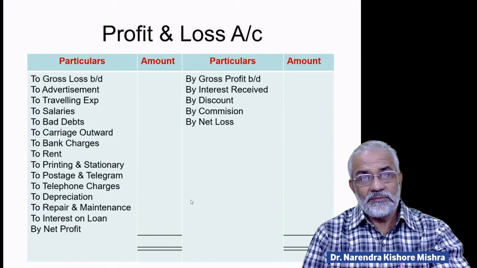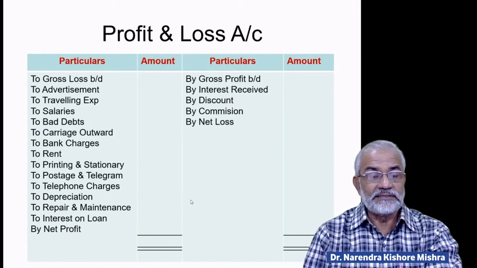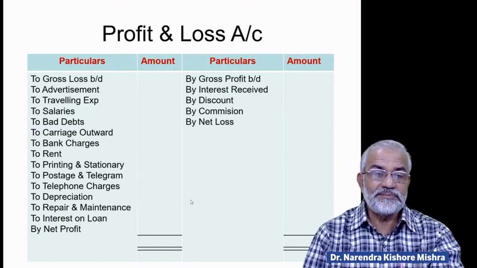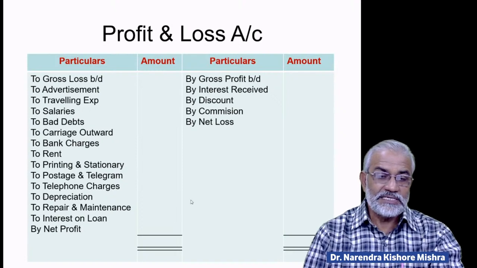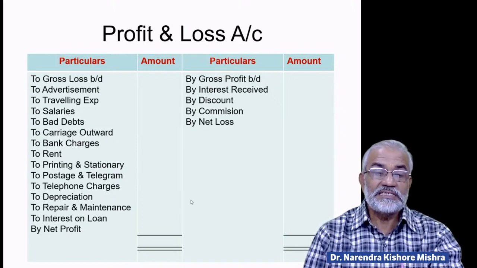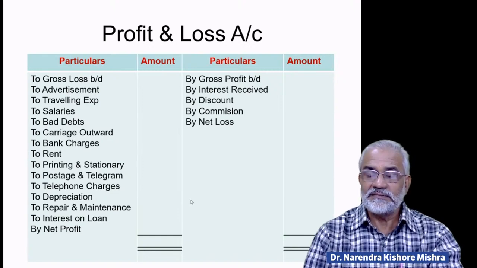If you refer to the profit and loss account as shown on the screen, the first item is advertisement. It's an indirect expense. The second item is the traveling expense. It's also an indirect expense. Salaries, bad debts, carriage outward, bank charges, rent, printing and stationery, postage and telegram, telephone, depreciation, repair and maintenance, interest on loan. All these things are indirect expenses in nature.